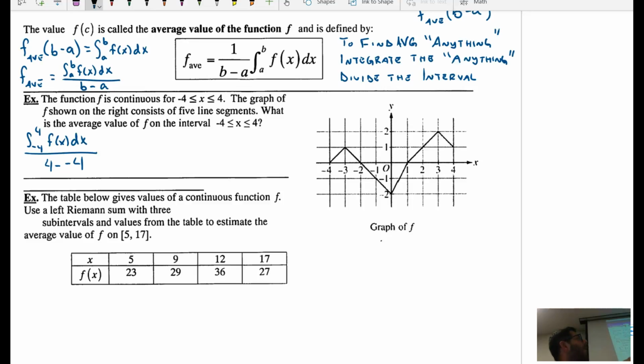Here's f. How am I going to integrate f? We're going to use area under the curve. We're going to sum up the signed areas: positive for area above the x-axis, negative for areas below. And then we're going to divide by the interval. And keep in mind that dividing by the interval is the same as multiplying by the reciprocal of that interval. So we could divide by 8 here. We could also multiply by 1/8.